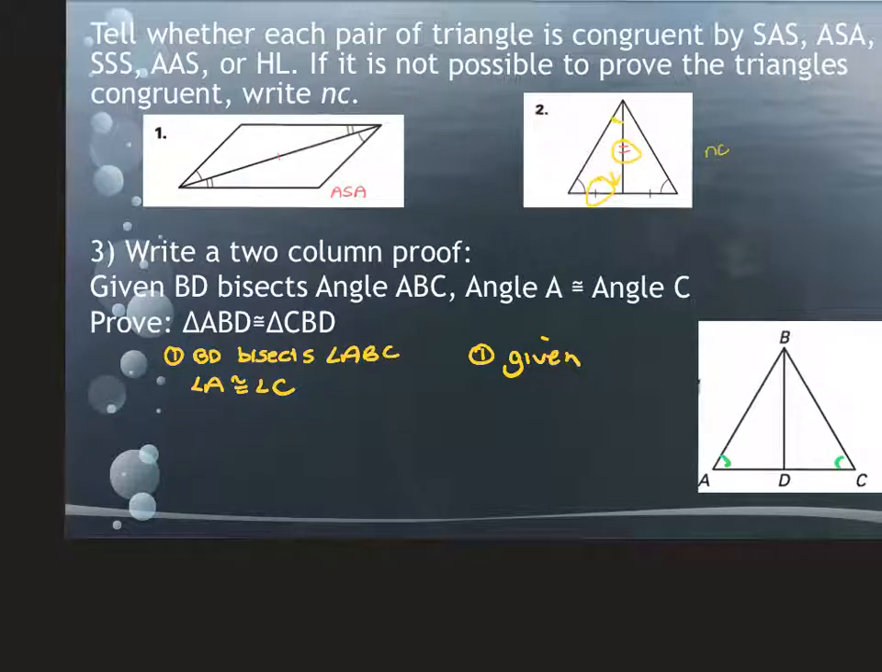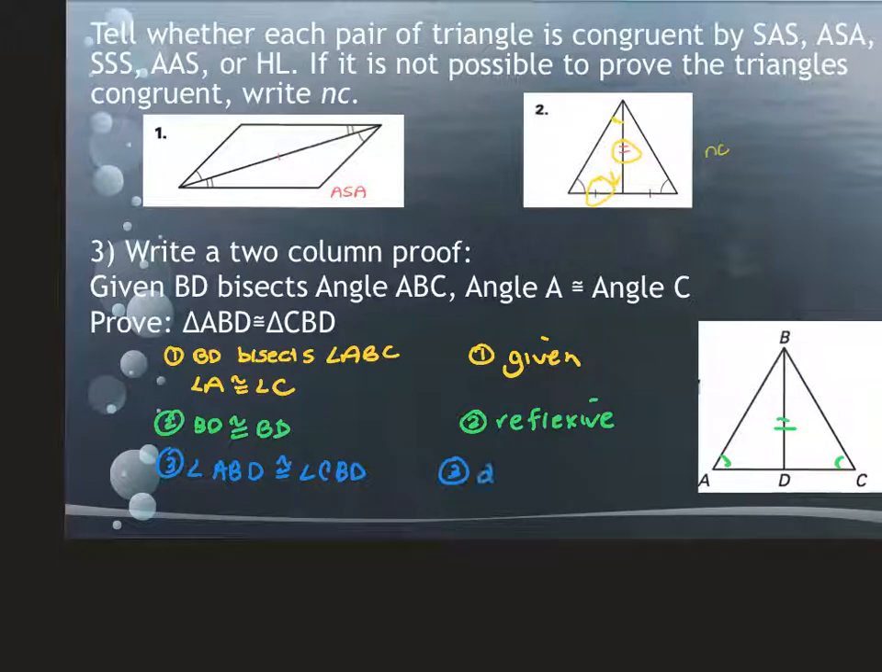What does that tell you? BD is... Okay, so you can use that one. You can go straight to BD is congruent to BD. What's that called? Reflexive. And then what does the bisects tell you? Angle ABD is congruent to angle DBC, or CBD, either one. And what's the reason? The definition of angle bisector.